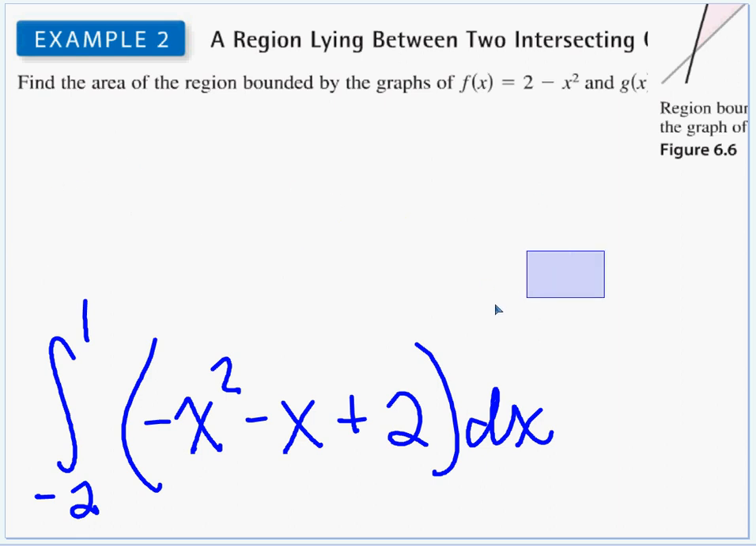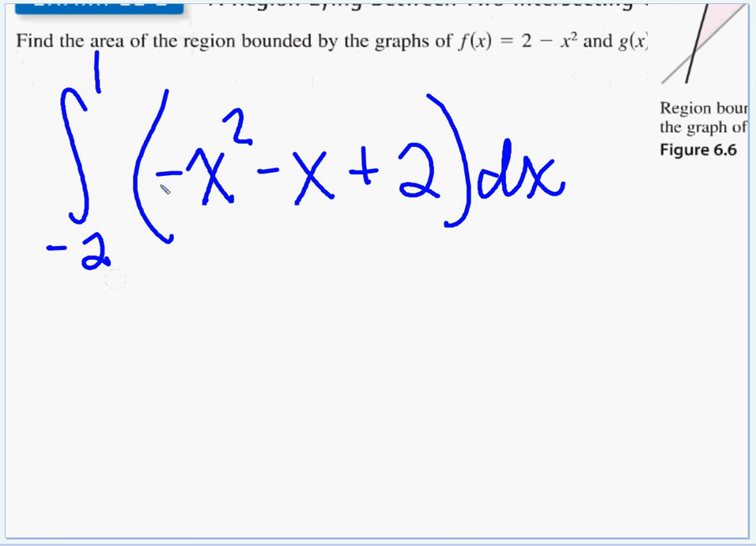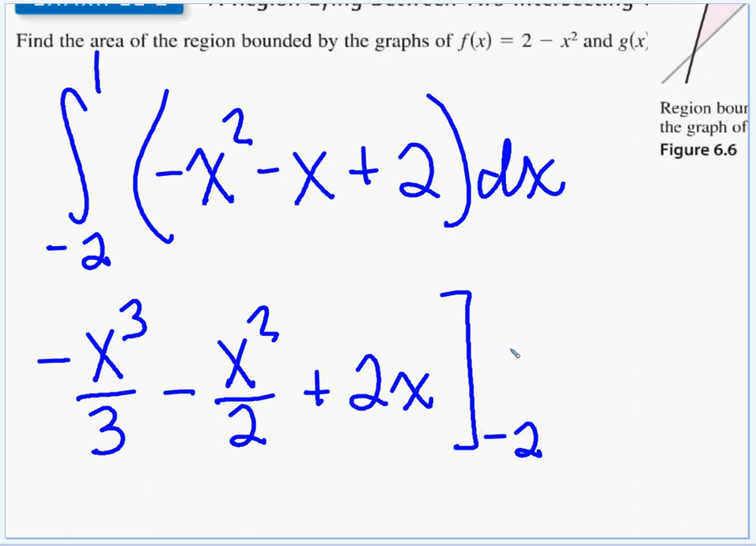All right, time to antiderive. We finally get a chance to do a little calculus here. So let's see, negative x squared becomes negative x cubed over 3, minus x squared over 2, plus 2x. And now our bracket is over here from negative 2 to positive 1.